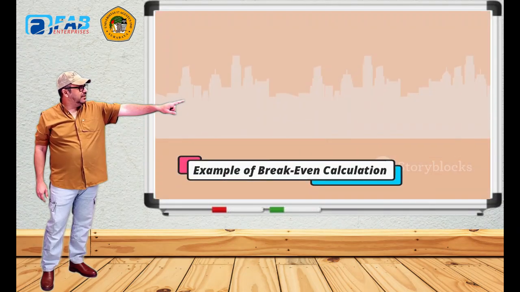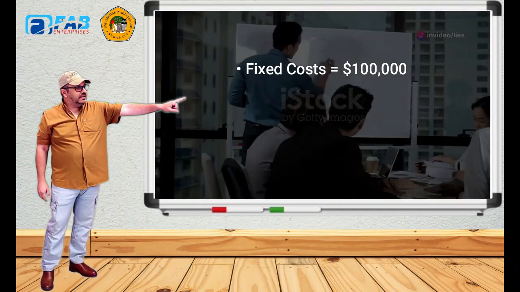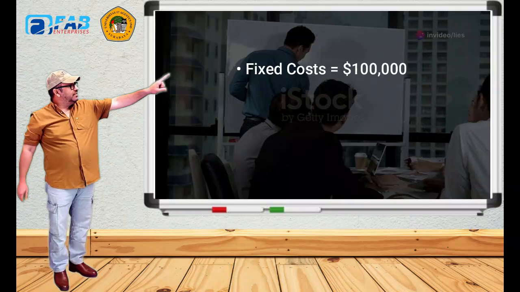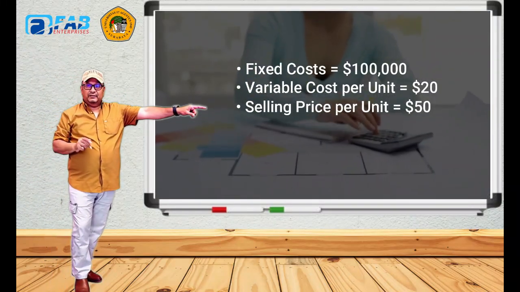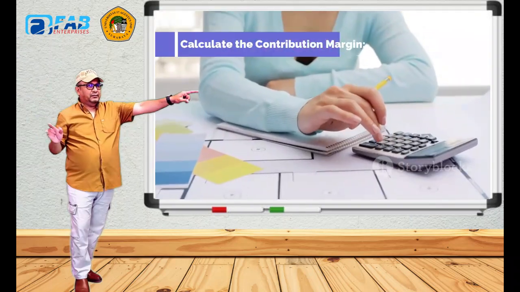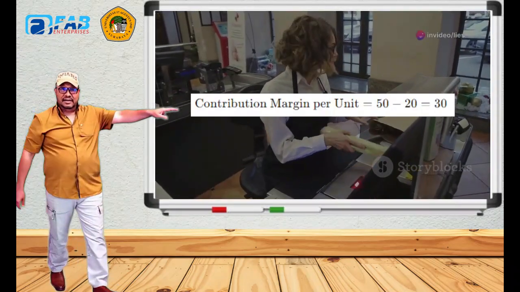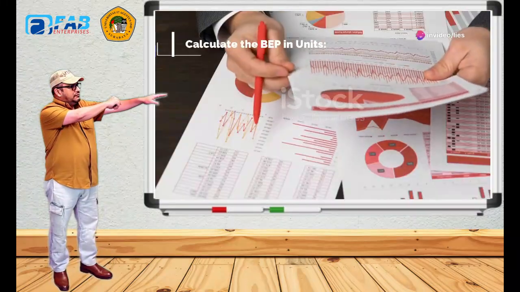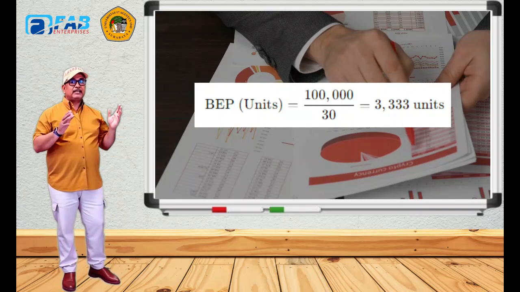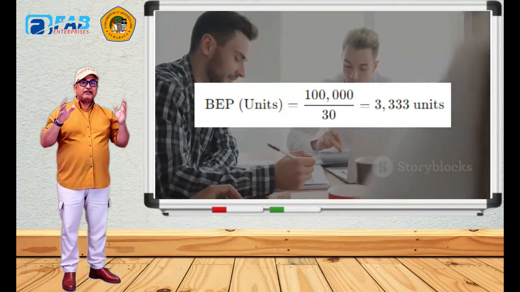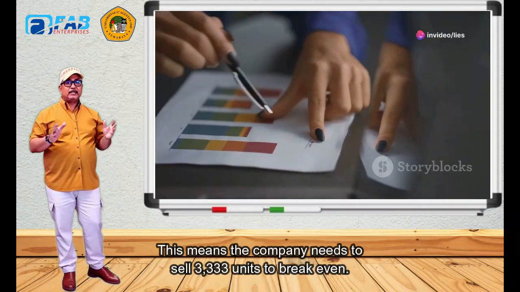Example of break-even calculation. Let's take an example of a company with the following data. Fixed costs, $100,000. Variable cost per unit, $20. Selling price per unit, $50. Step 1. Calculate the contribution margin. Contribution margin per unit equals 50 minus 20 equals 30. Step 2. Calculate the BEP in units. BEP in units equals 100,000 divided by 30 equals 3,333. This means the company needs to sell 3,333 units to break even.